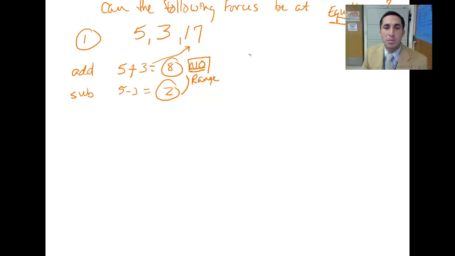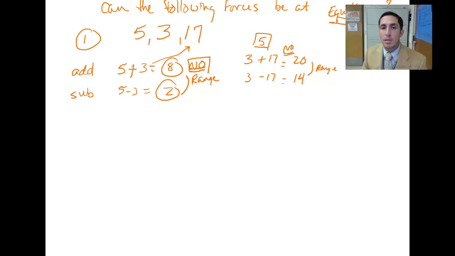Well, what if we picked another 2 numbers? Let's say we pick 3 and 17. Here's 3 plus 17, 3 minus 17. This is 20. This is 14. It's actually negative 14, but we don't care about the negative right now. That's our range. We use the 3, we use the 17. Who do we not use? The 5. Is 5 in the range here? Is it as low? No, it's not. So it won't work there either.